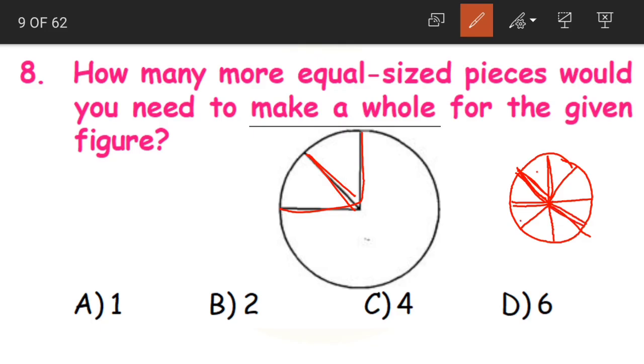Now if you look at the figure, we need 1, 2, 3, 4, 5, 6, 7, 8 pieces in all. But in the question we are already having 2 pieces. These are already there. So how many more do we need? 1, 2, 3, 4, 5, 6. We need only 6 more pieces to make it a whole. So option D, 6, becomes our correct answer.